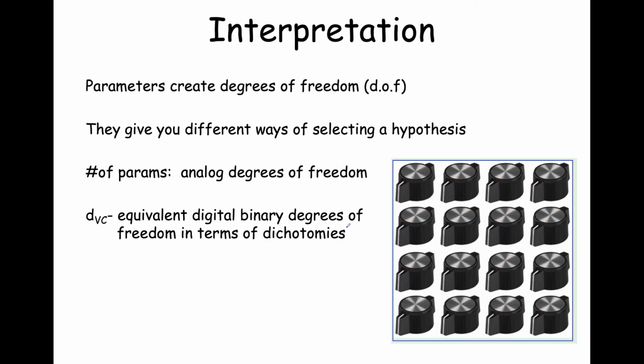You turn one weight a little bit more and you turn down another weight, you get a different hypothesis, and it selects different hypotheses in a certain way. Now, when we go to the VC dimension, we abstracted in terms of dichotomies. And so the VC dimension, DVC, is an equivalent of a digital or binary set of degrees of freedom that expresses the selection of different hypotheses in terms of the dichotomies that these hypotheses can produce.